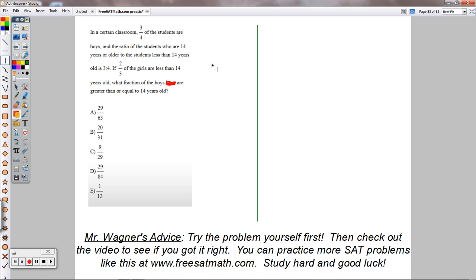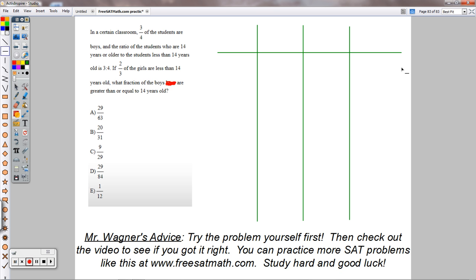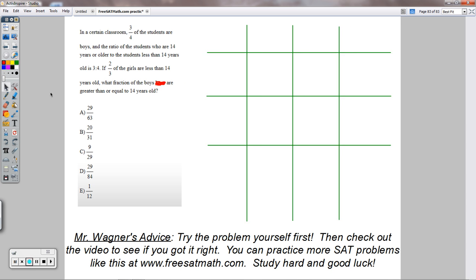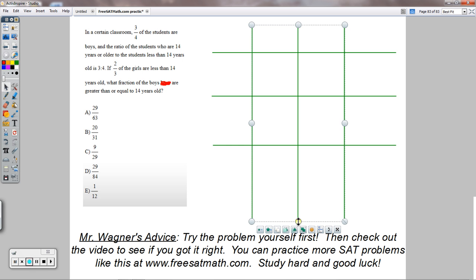Yeah, green is fine here. So I'm going to have boys in this first column and girls in this second column, and then in the last column it'll be the total or the sum of those things. And then going down with the rows, since it's talking about students less than 14 and students greater than or equal to 14, I'm going to have those two things in the rows here. And then finally the total down there. I'll move these up just a little ways here.